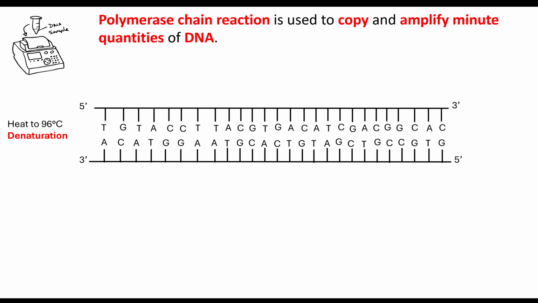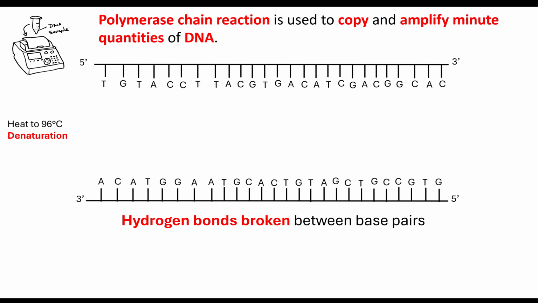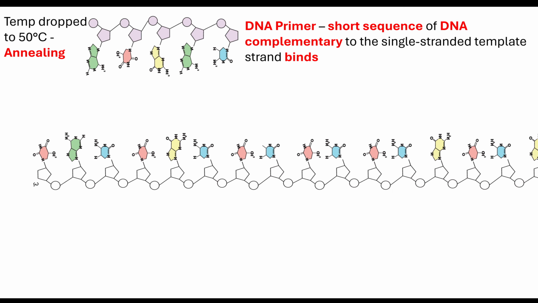So we do this through a process of first heating the temperature up to 96 degrees C. Now that thermal energy that we're putting into the fragments is going to cause denaturation. It's going to break the hydrogen bonds between those base pairs. We also then will add into our sample a DNA primer.